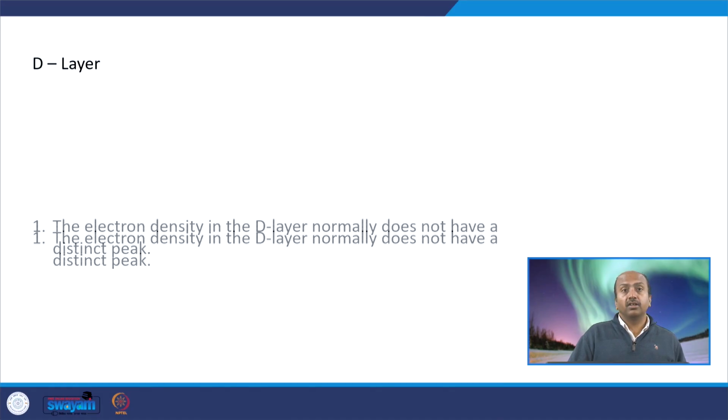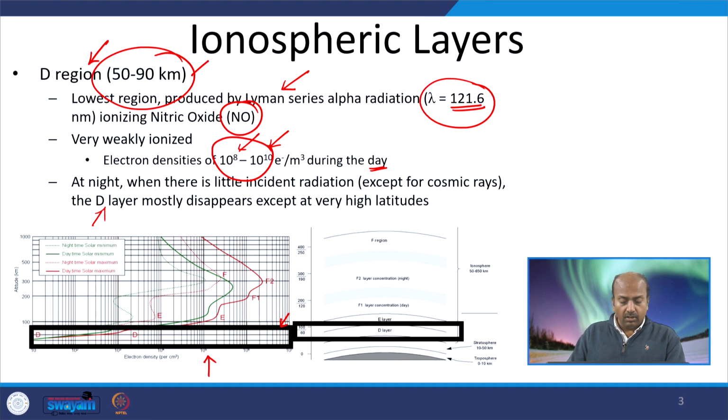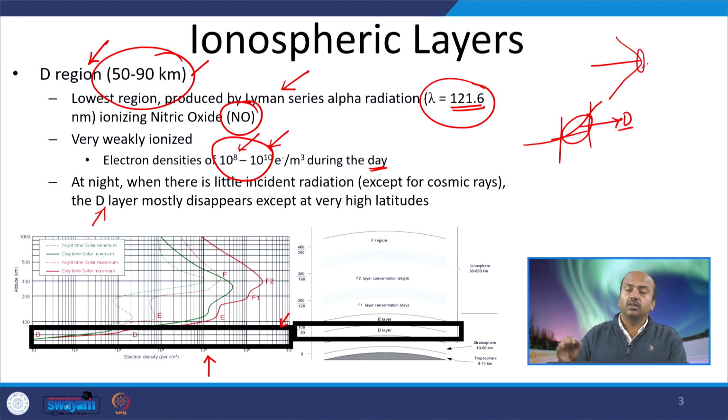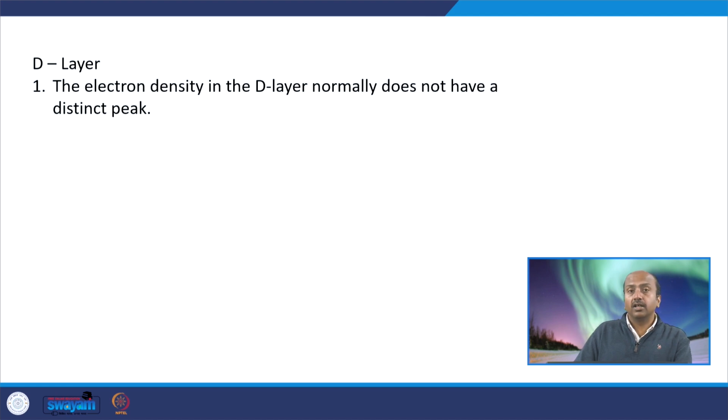Moving ahead, some more interesting aspects about the D layer. The electron density in the D layer normally does not have a distinct peak. This is clearly visible even from here. It is like a continuum, but with a small change in the slope. So, this is what you are calling the D layer. It is not like the F2 layer, which has a distinct peak like this. At 250 to 300 kilometers, the electron density, or the number of electrons per unit volume, increases to the highest value and thereafter it decreases, right. It is not like that. So, the D layer does not have a distinct electron density peak.